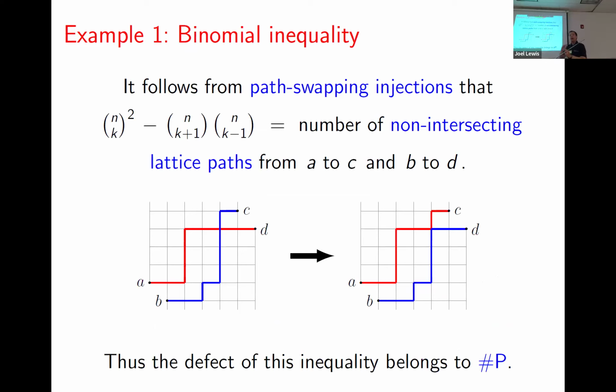Remember our argument with path swapping injection that shows that this number is greater than this. That argument, in fact, proves something more. That argument actually gives a combinatorial interpretation for this difference: this is equal to the number of lattice paths where these paths do not intersect at all. Right? Because if they intersect, then you can just swap the paths, you get the element from before. This is the combinatorial interpretation.